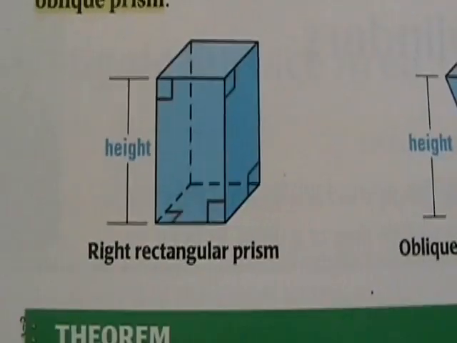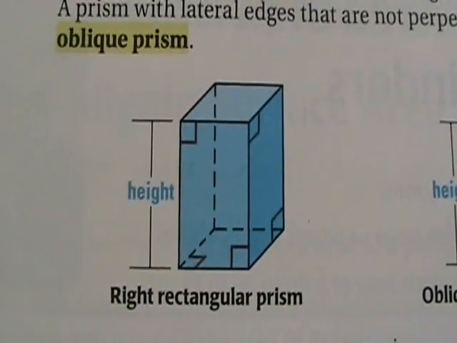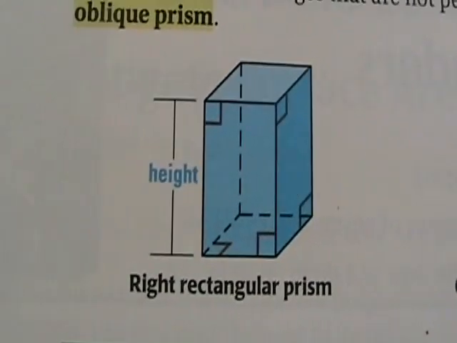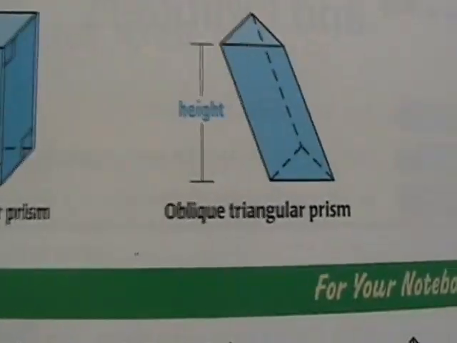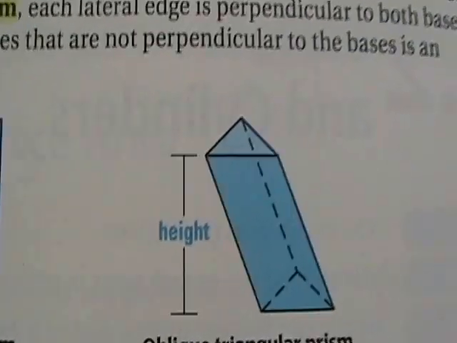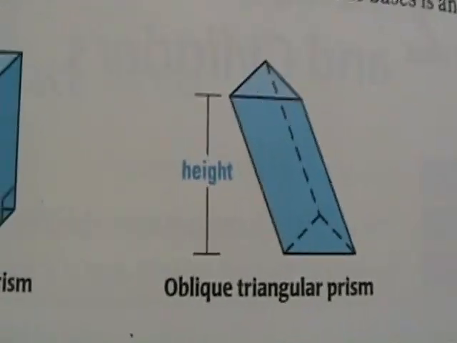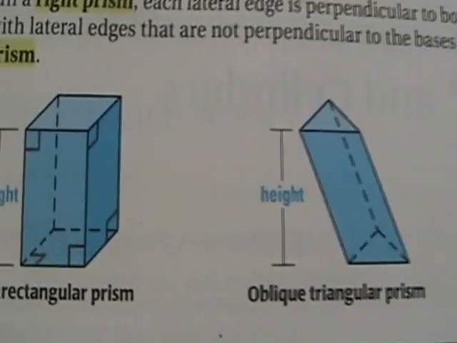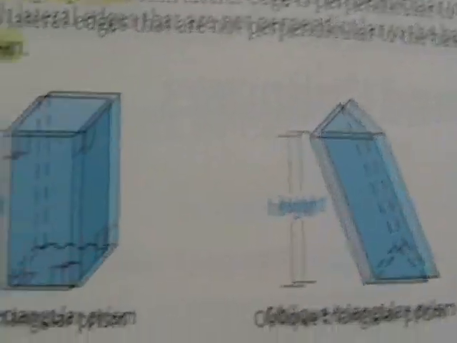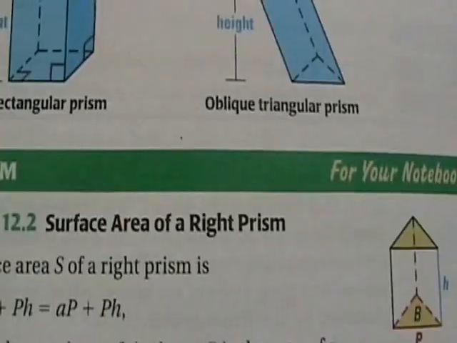Now show the picture, Russell. This is a right rectangular prism. As you can see, it has a height. This is an oblique triangular prism because it has little triangle things on the edges. And it has a height. And you can see what the heights are in both of them. It's like the distance from the top to the bottom.